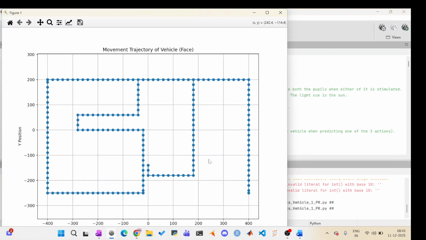This is the trajectory that our vehicle is taking over time while it's moving around the sun, represented in the form of Cartesian coordinates. So this is vehicle 1.